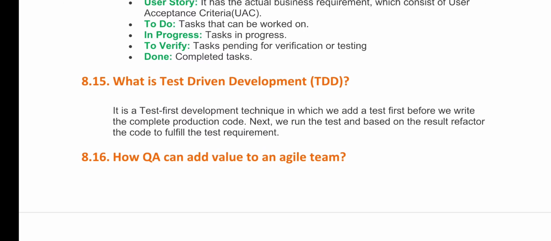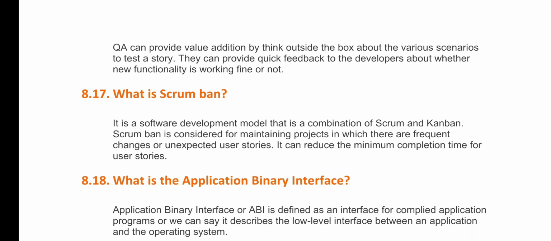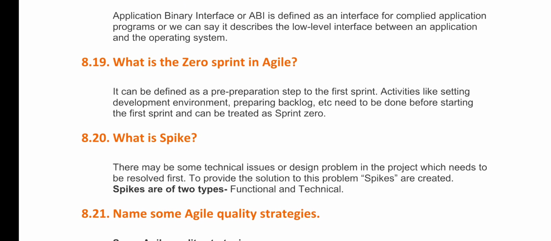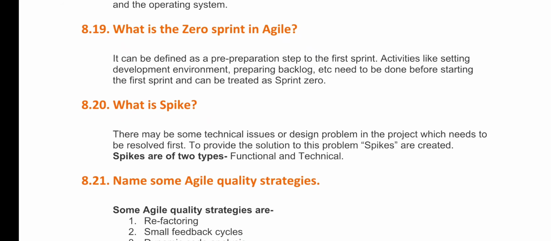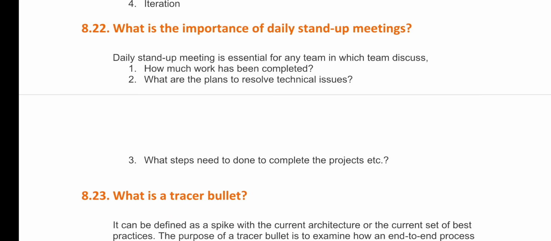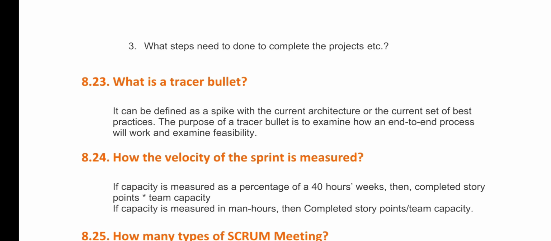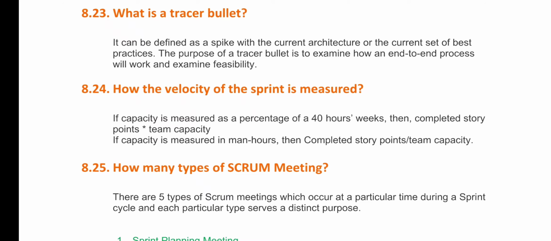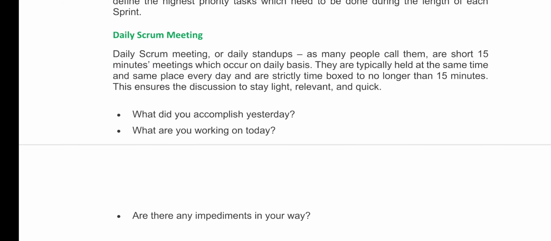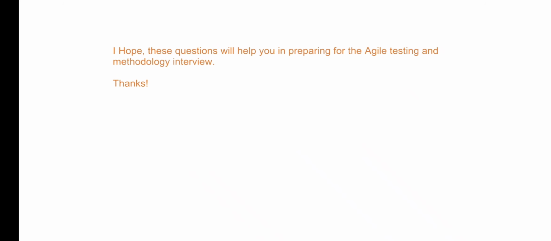what is a task board in agile, what is test driven development, how QA can add value to an agile team, what is a Scrumban, what is the application binary interface, what is the zero sprint in agile, what is spike, name some agile quality strategies, what is the importance of daily stand-up meetings, what is a tracer bullet, how the velocity of sprint is measured, how many types of Scrum meeting we have. Usually, the sprint review meeting, sprint retrospective meeting and sprint planning meeting.